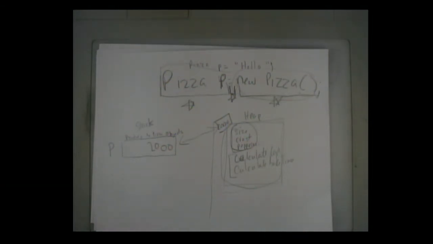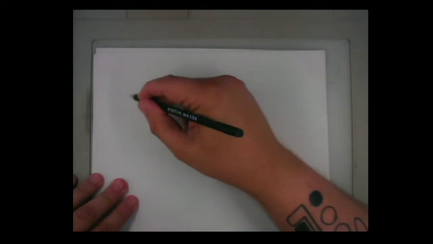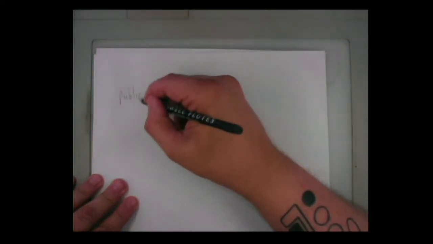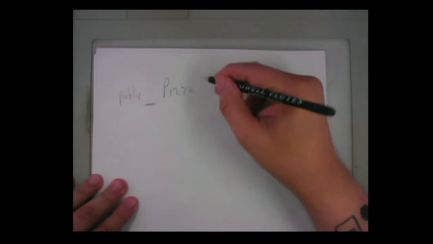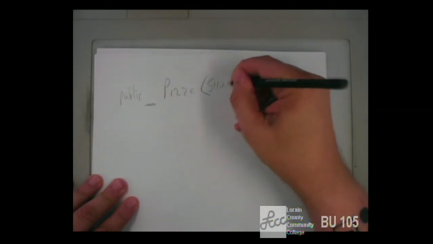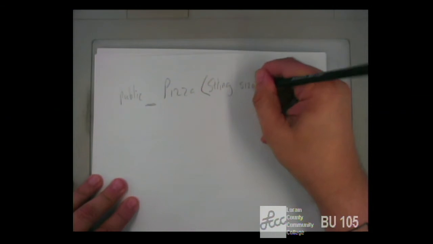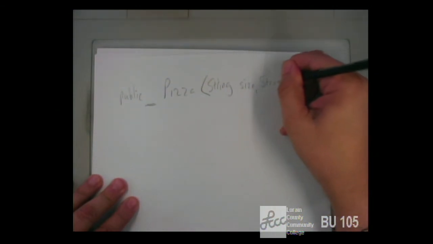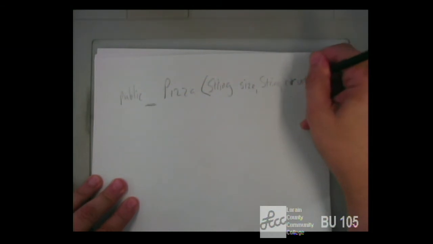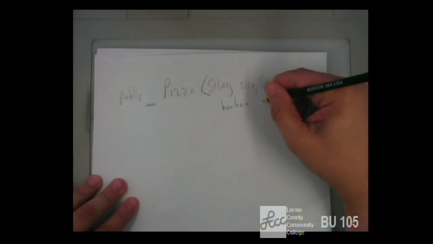So we could create a constructor on pizza. We'll say public. There's no return value for a constructor. Then I list the arguments that I'm going to give it. I might give the pizza a string that is the size and a string that is the type of crust and a boolean that is whether it has pepperoni.